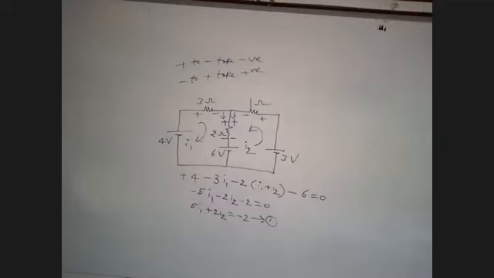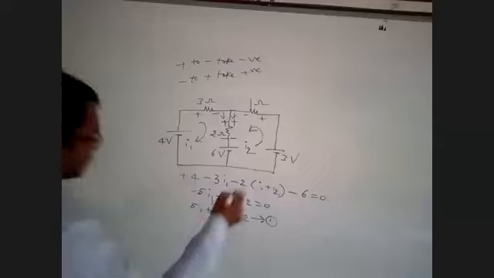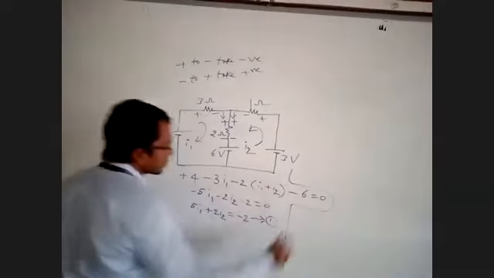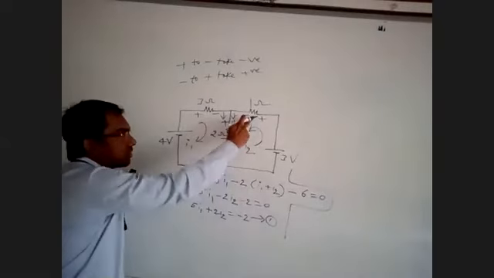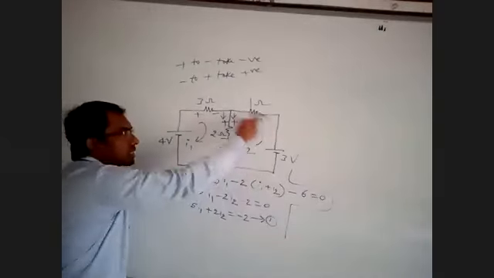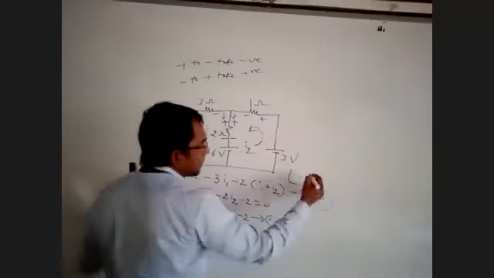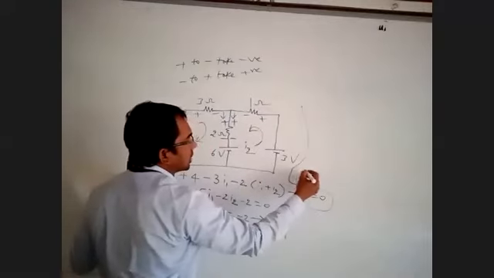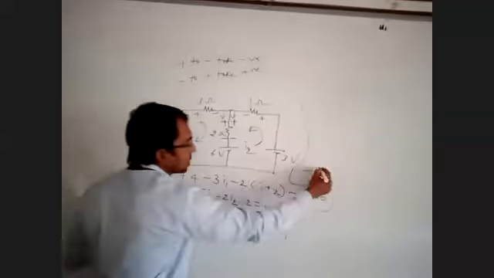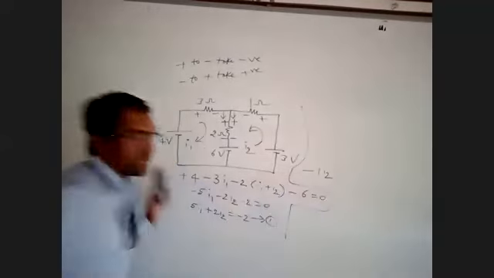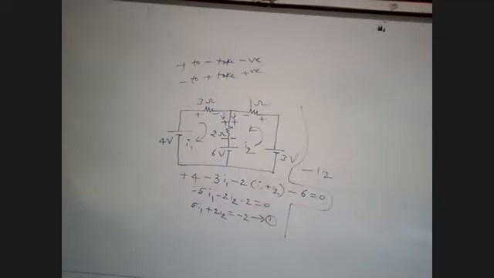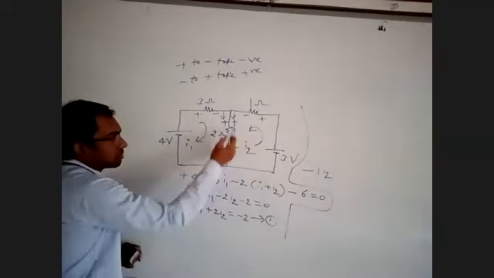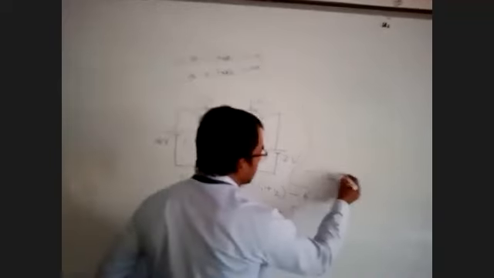Now come to the second loop equation. Start from any point. Let us start from 1 ohm. Here the I2 direction is the same, plus to minus, so minus. What is the current flowing in 1 ohm? I2 is the current flowing in 1 ohm. Now I2 is flowing from plus to minus, which means negative.